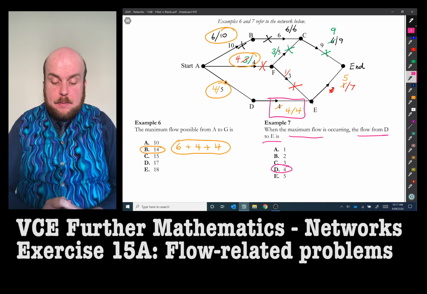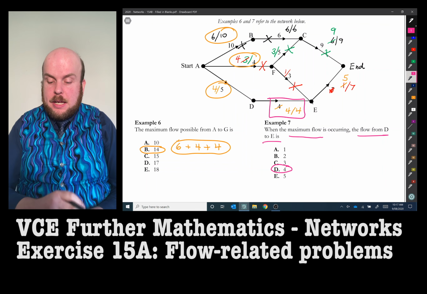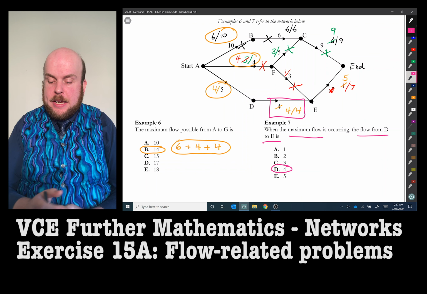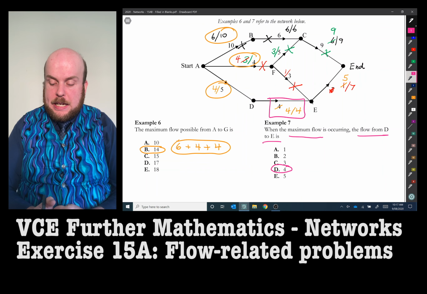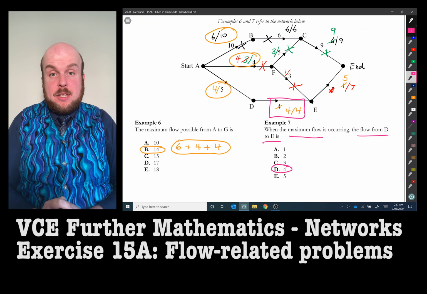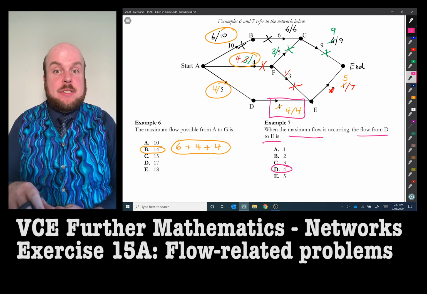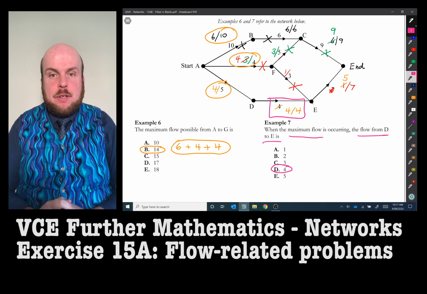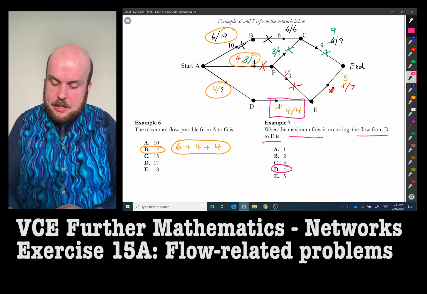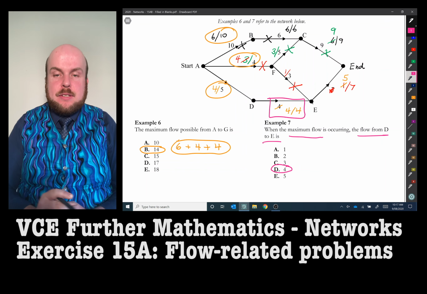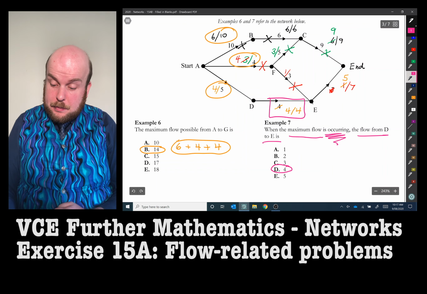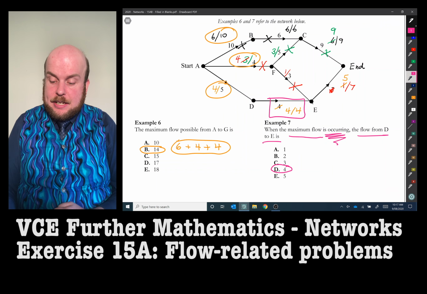So we can see there that the maximum flow would be 14, by showing how many are going through each edge and calculating the maximum flow. Then from D to E, that maximum is 4. Don't fall into the trap of just thinking that because that edge says 4, the maximum flow can be 4. The question says when the maximum flow is occurring. So for example, if it had said from E to the end, the maximum flow would have been 5.